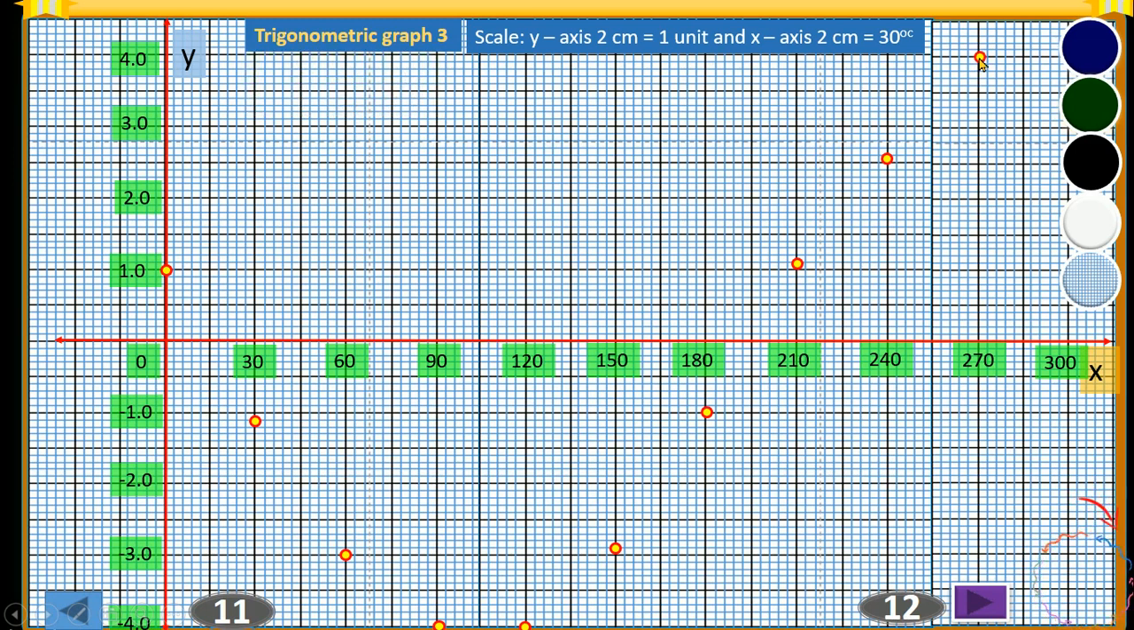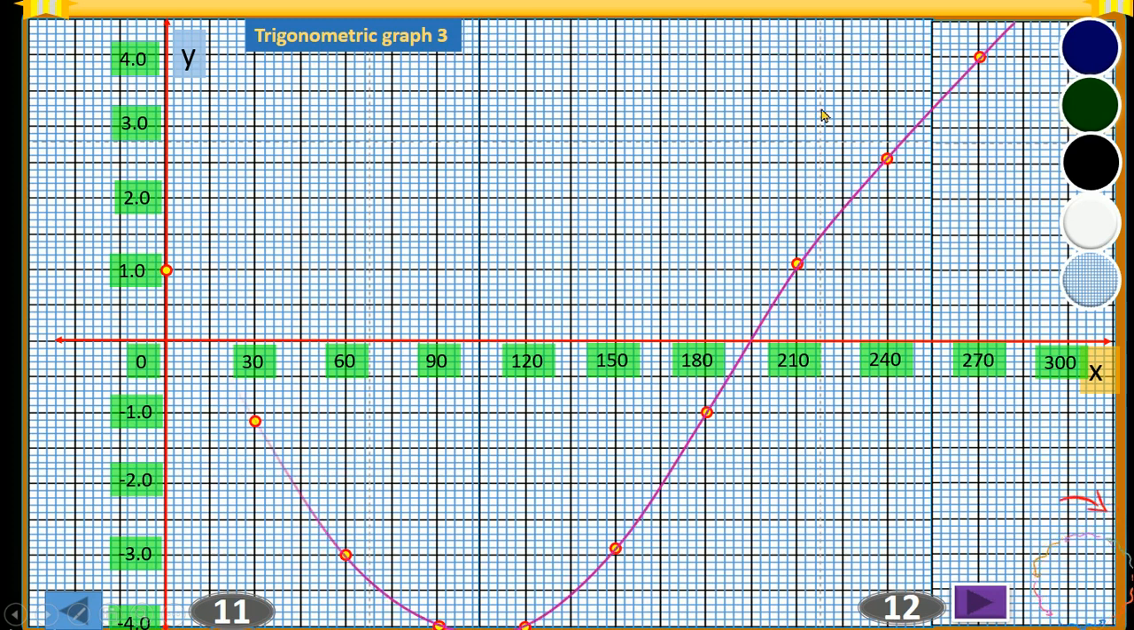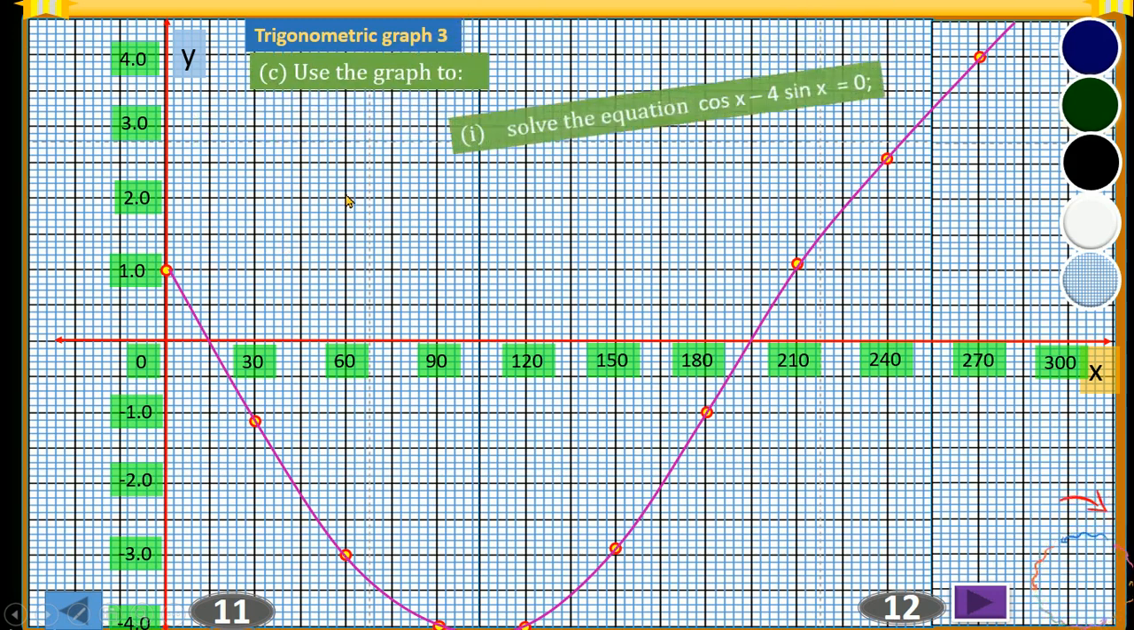So now we have completed the plotting. We are going to join these points with a smooth curve. Let's join the points now. The pink line is the curve for the function we're plotting. Now we're not going to use that to answer our questions.